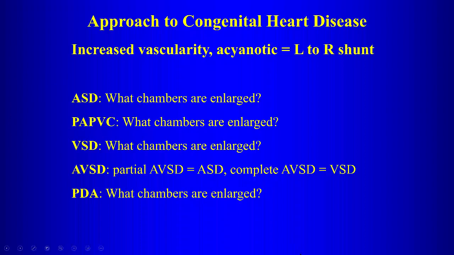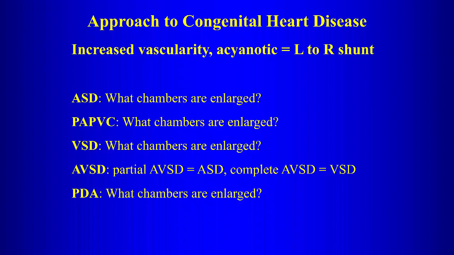Now, when we're dealing with these left to right shunts, another thing is what chambers are going to be enlarged. These you might also be able to discern on your chest radiograph in terms of enlargement of these chambers. So if we have an atrial septal defect, what chambers are enlarged? Yes, so right atrium and right ventricle. So an atrial septal defect gives you isolated right heart enlargement, right atrium and right ventricle.